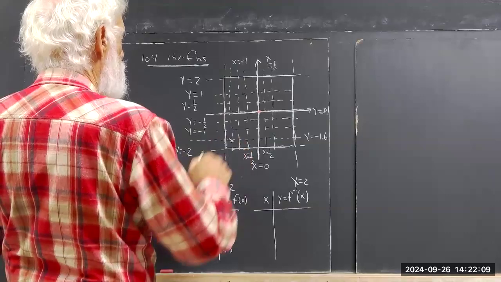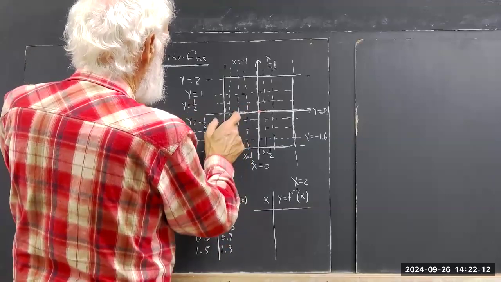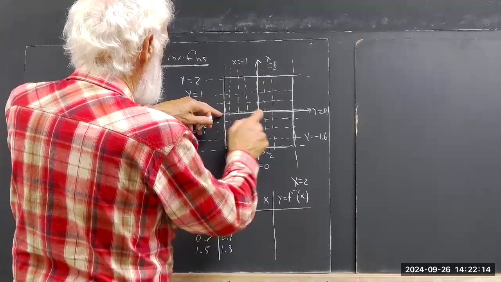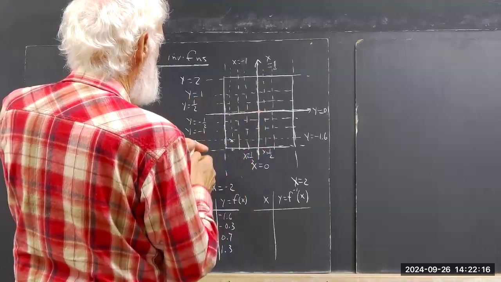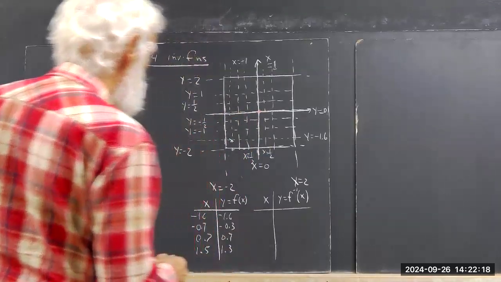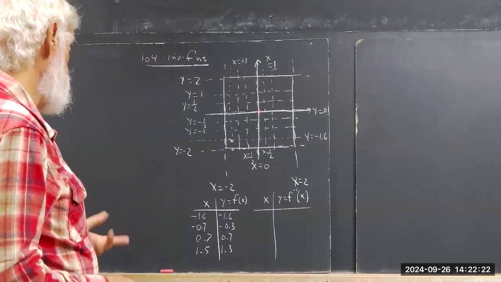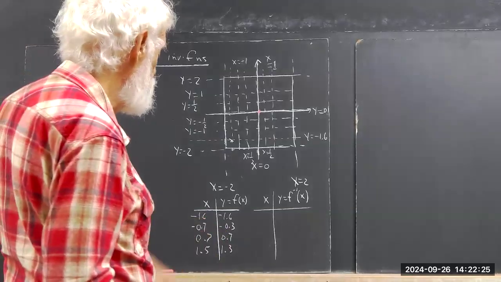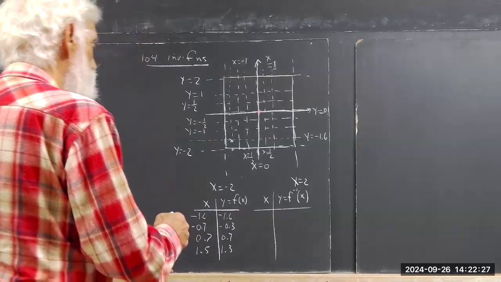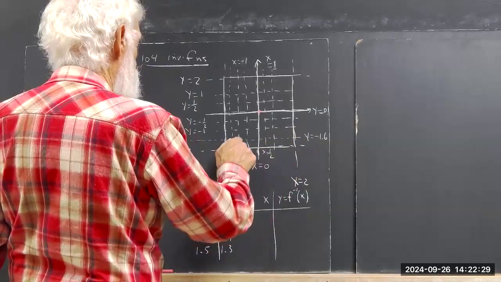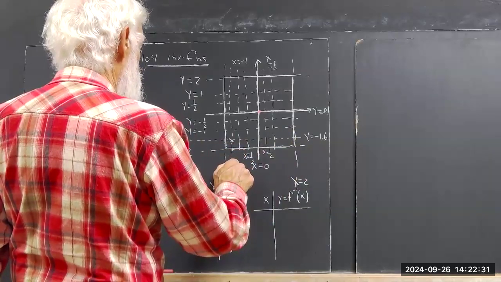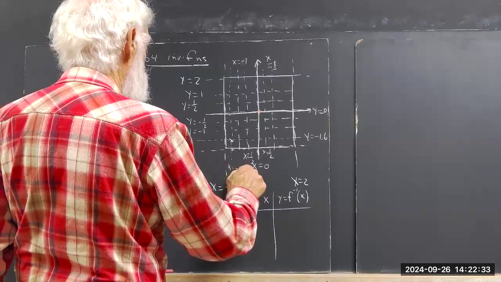Now this graph is not particularly well constructed. This is supposed to be halfway between here and here, and it's well short of halfway. So we've got some inaccuracy here, but that's kind of okay. But try to do a little better tonight. Then we have -0.7, -0.3. That's y equals -1.6 and this is x equals -1.6.